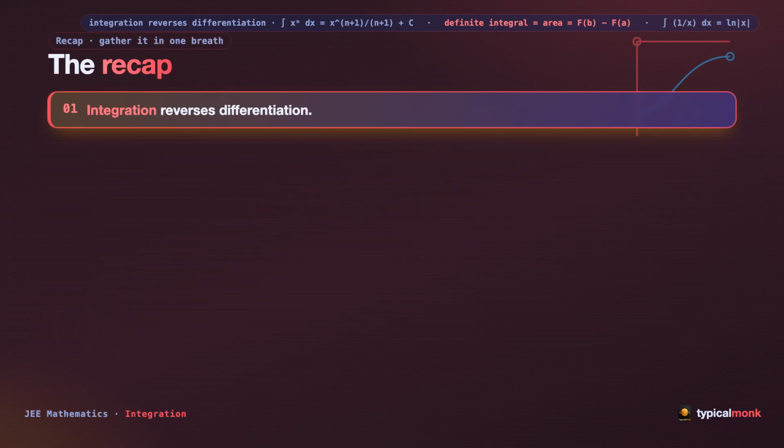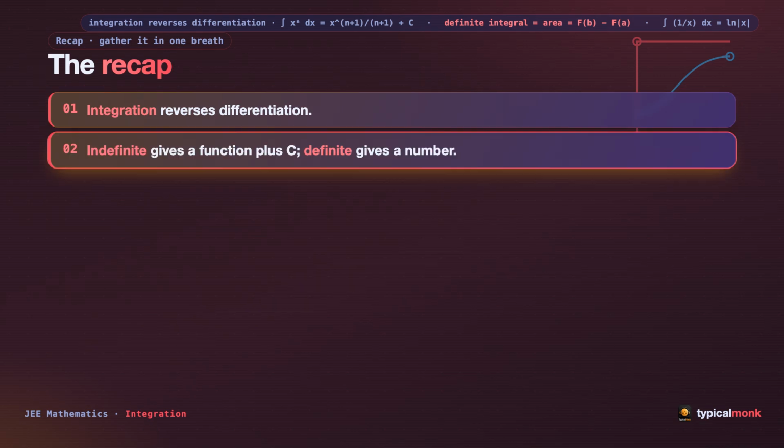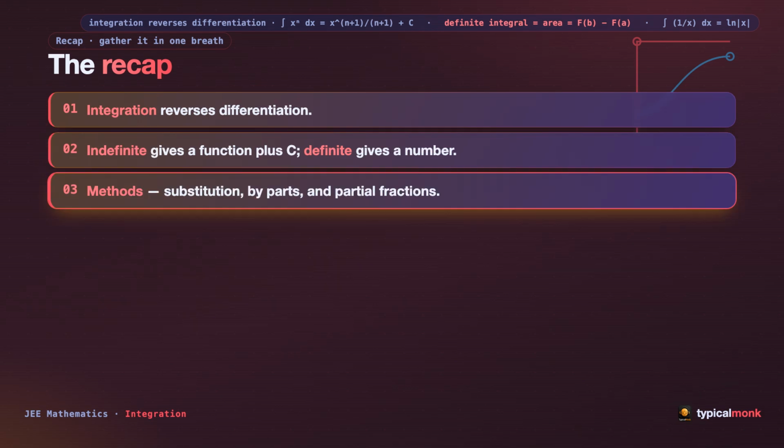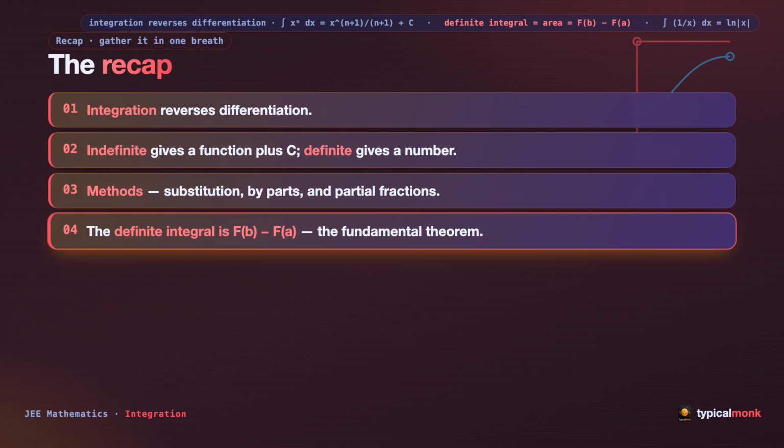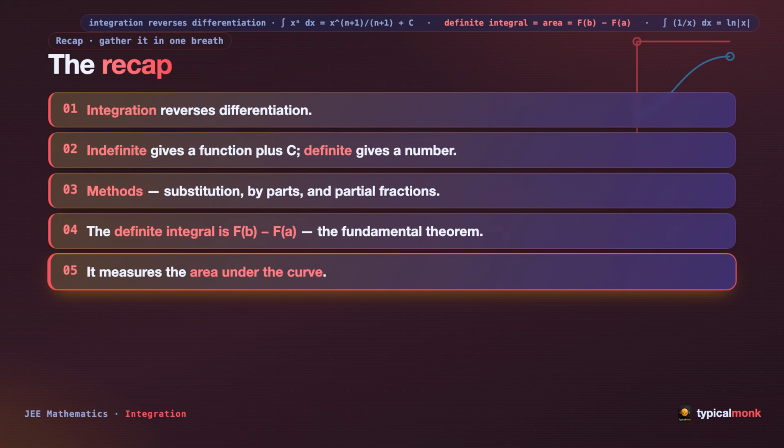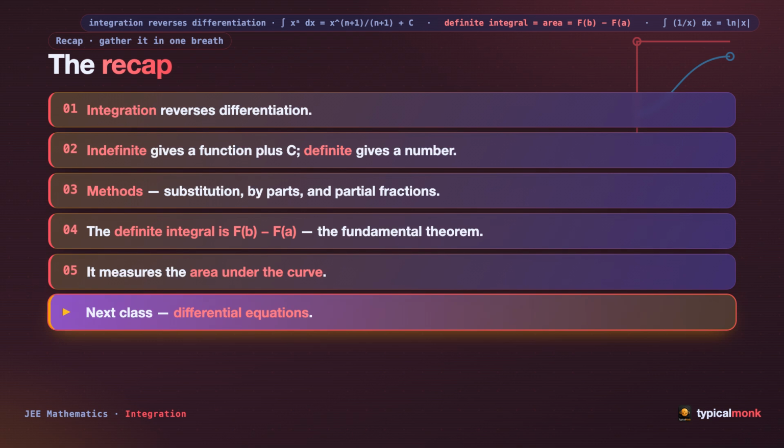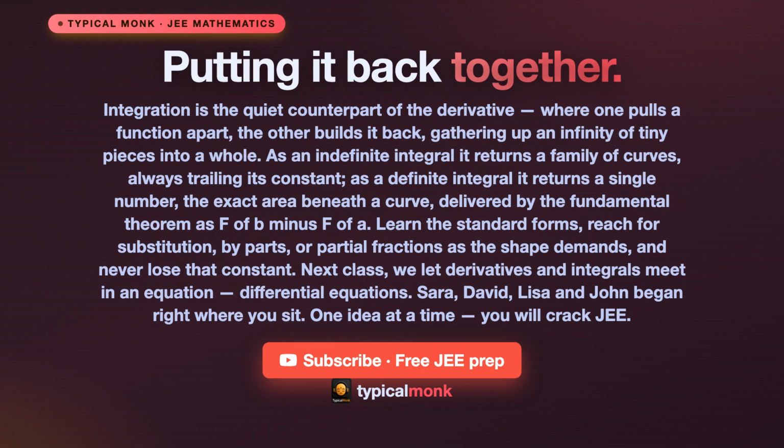Let us gather it all in one breath. Integration reverses differentiation. The indefinite integral gives a function plus c. The definite integral gives a number. The methods: substitution, by parts, and partial fractions. The definite integral is f of b minus f of a, the fundamental theorem. And it measures the area under the curve. Next class, differential equations.